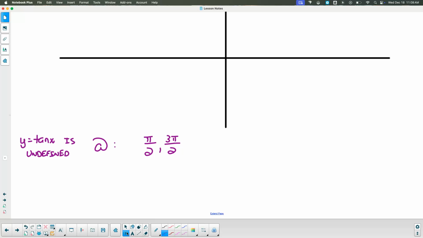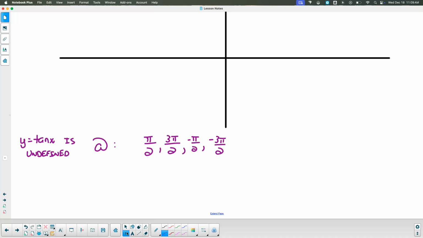Let's go the negative way on the unit circle. Where would tangent not exist going the first lap negative way? Negative pi over 2 and negative 3 pi over 2.